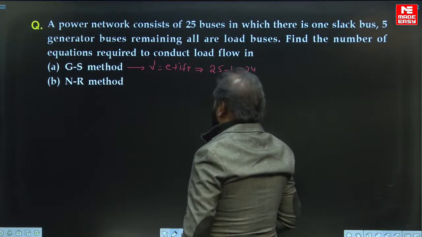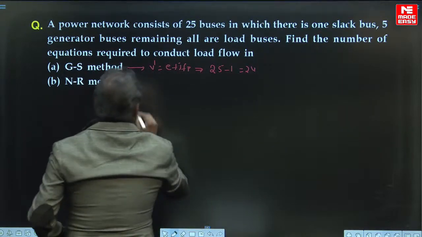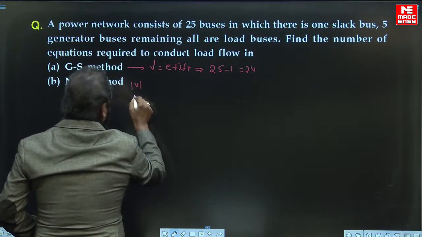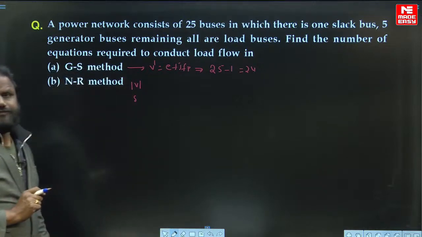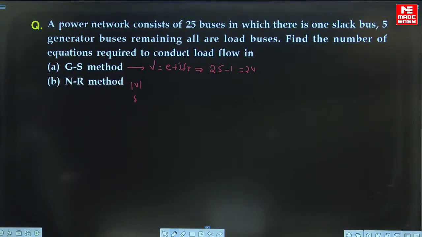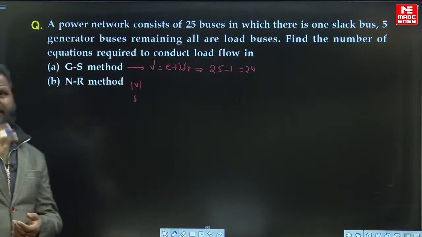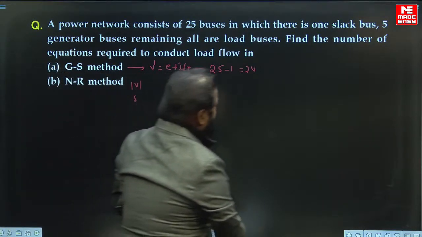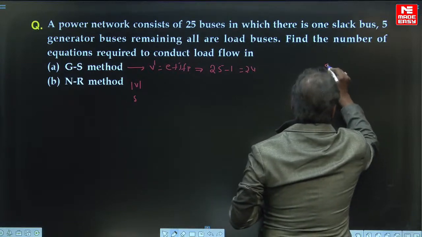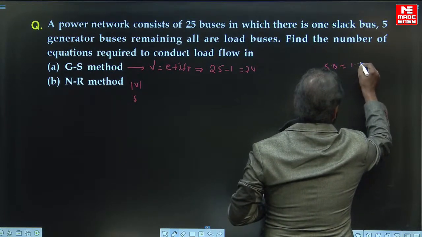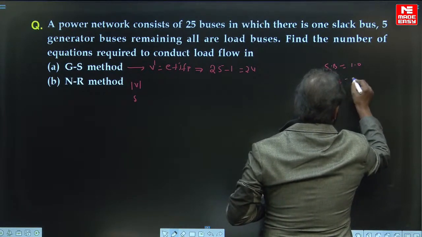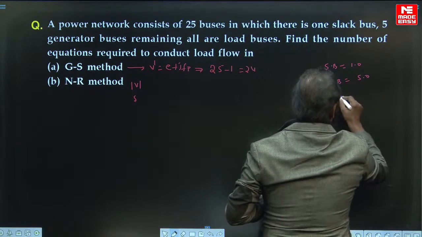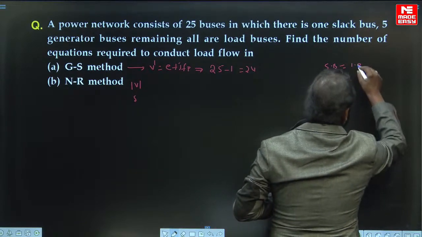That means to write the 24 equations. In the NR method you are getting the V separately and delta separately. For V separately you are calculating, and delta separately. That means for each bus you have to put two equations. Here let us take the data: slack bus is equal to 1, generator buses is equal to 5, then load buses is equal to how many?